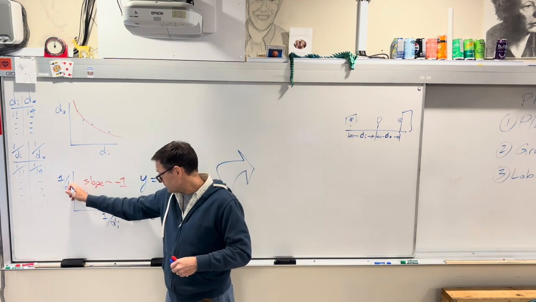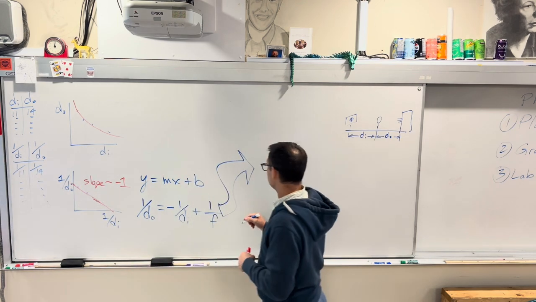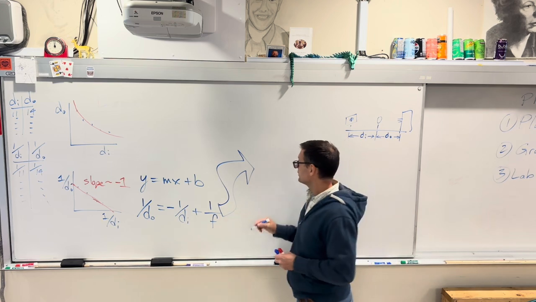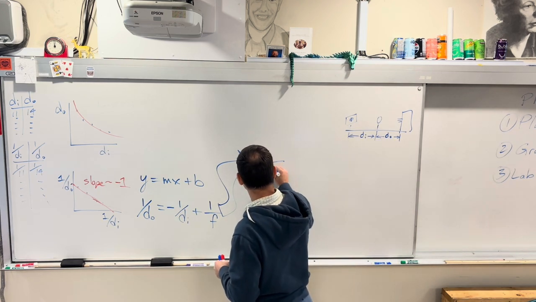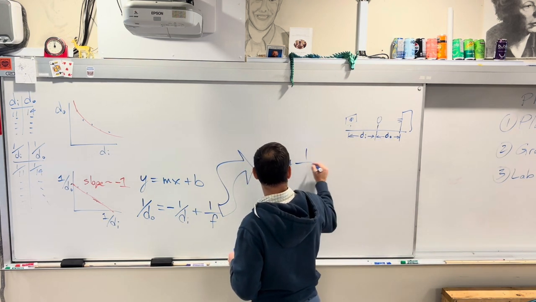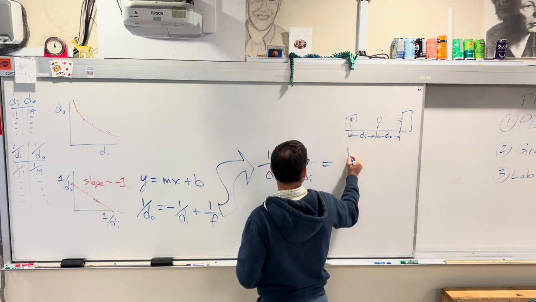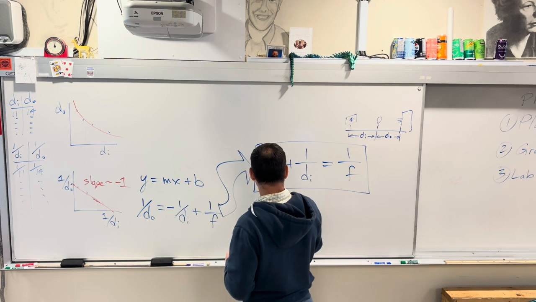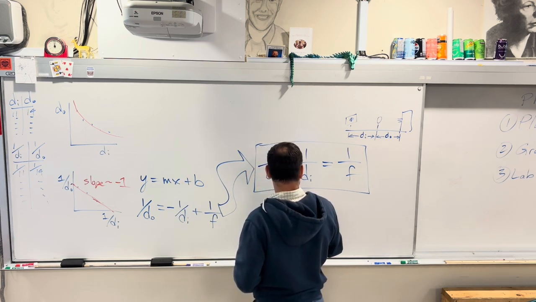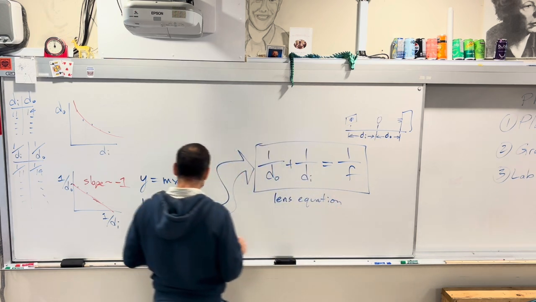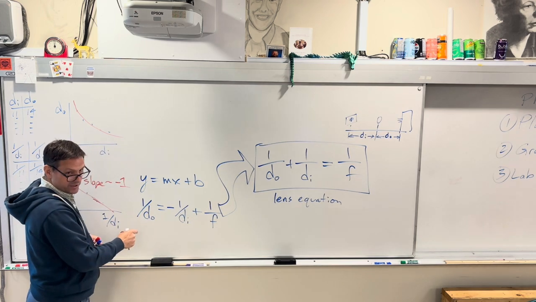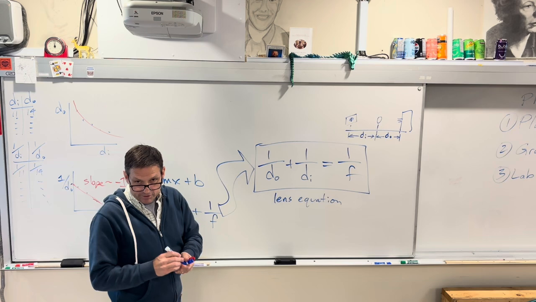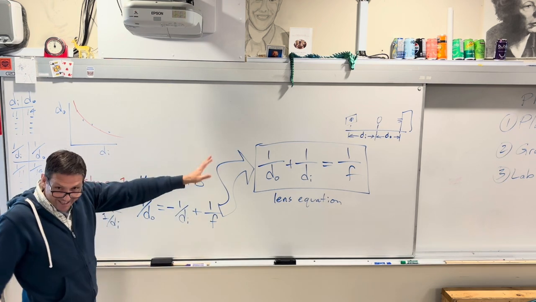And so what does this y-intercept mean? They compared it with the focal length of the lens, and they found that it's constant. So this is 1 over DO plus 1 over DI equals 1 over f. This is the lens equation. So if you just take this and add it over to the other side, you'll get the known relationship for the lens. So you guys can try that.